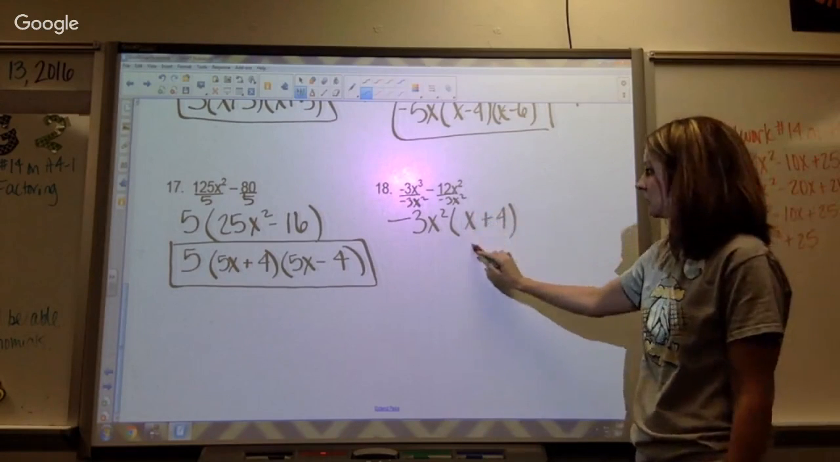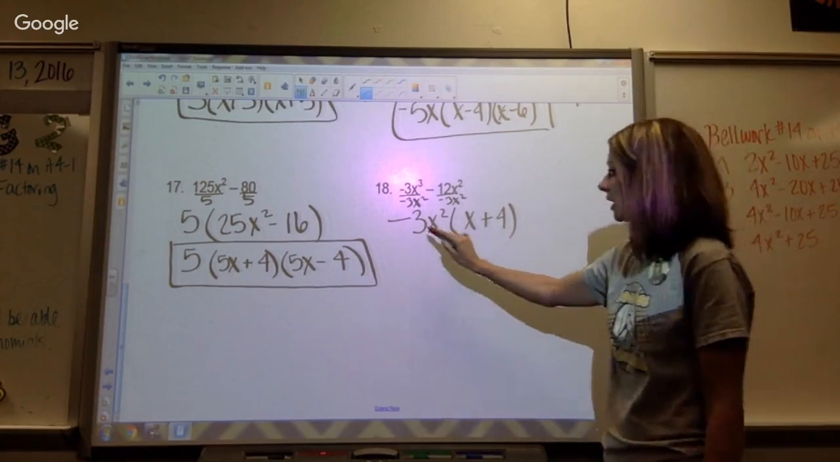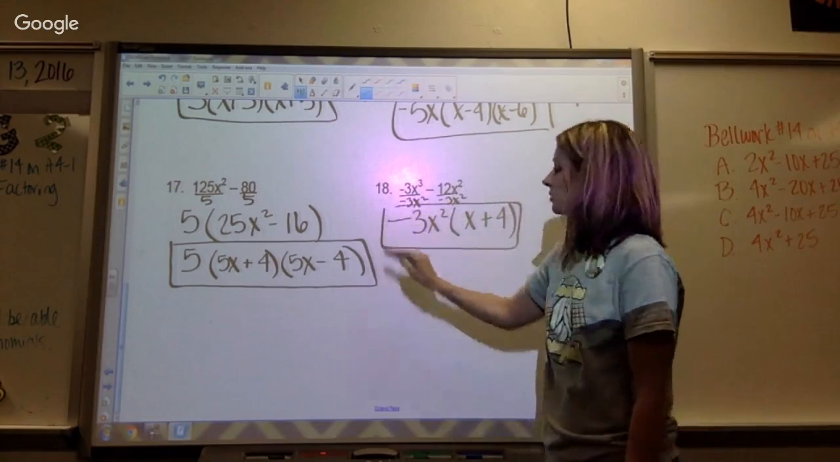Inside the parentheses, we have 2 terms. That is not difference of squares, so that would be as far as you can go.